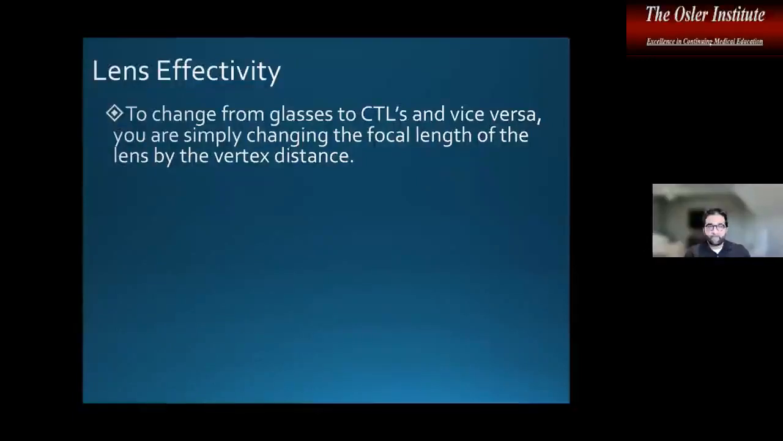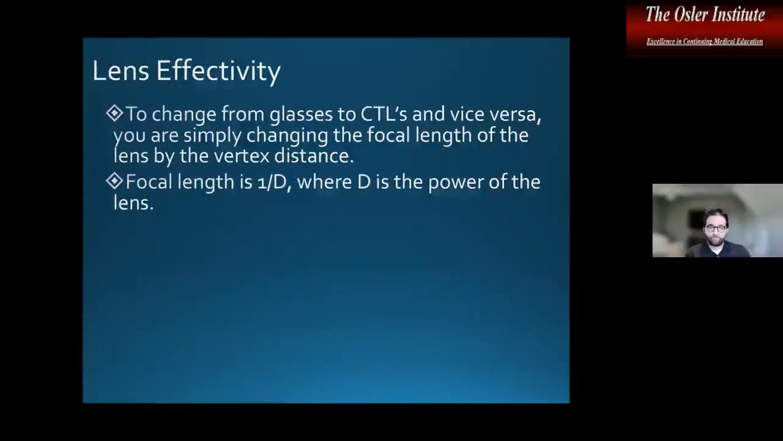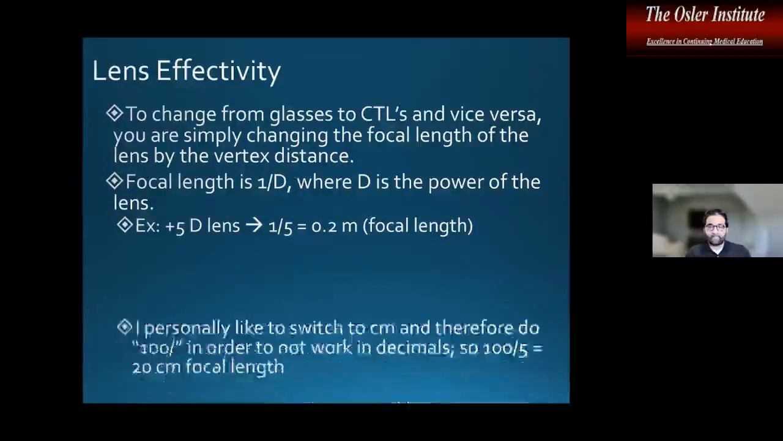So where will they test you on this in terms of the exam? Well, a lot of times they like testing when you're going from glasses to contact lenses or contact lenses to glasses. Really, we're changing the focal length of the lens by taking into account the vertex distance. We already know the formula for focal length is 1 over the power of the lens. So if we have a 5 diopter lens, 1 divided by 5 gives us 0.2 meters as the focal length.